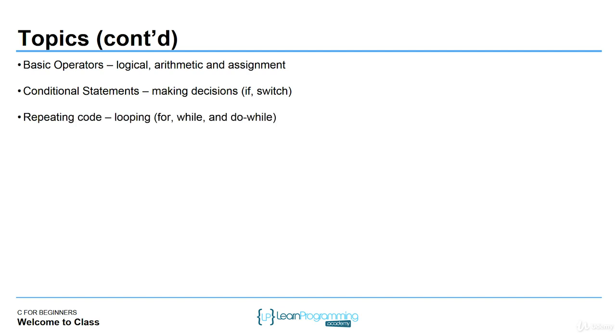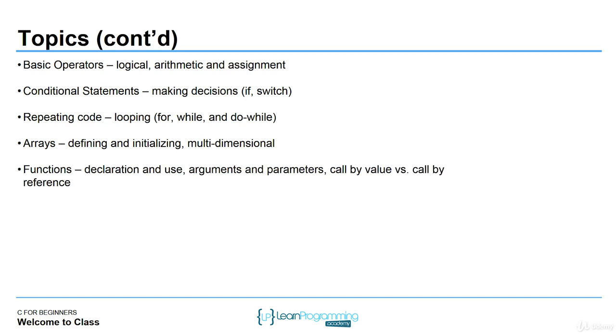Follow that up with talking about repeating code, mainly looping. The big looping constructs in C are for, while, and do while. They're all the same, they're just a little different syntax. We're going to talk about how you can store data and categorize data using arrays. So we'll discuss how you can define and initialize arrays and then multi-dimensional arrays, which is kind of like a matrix, spreadsheet type of concept.